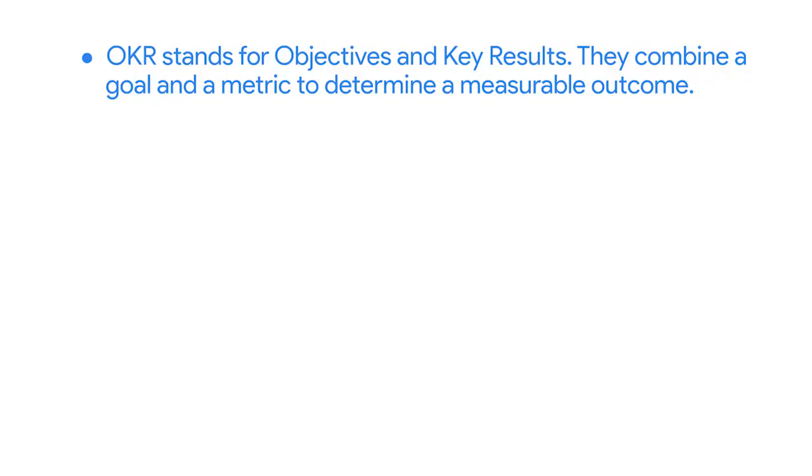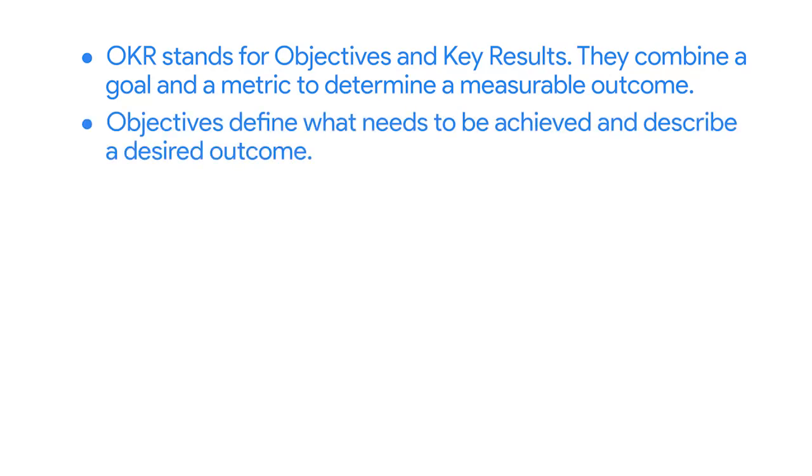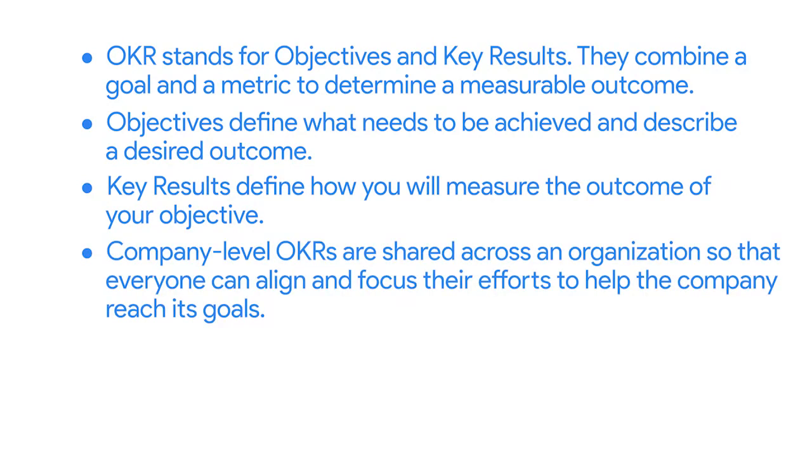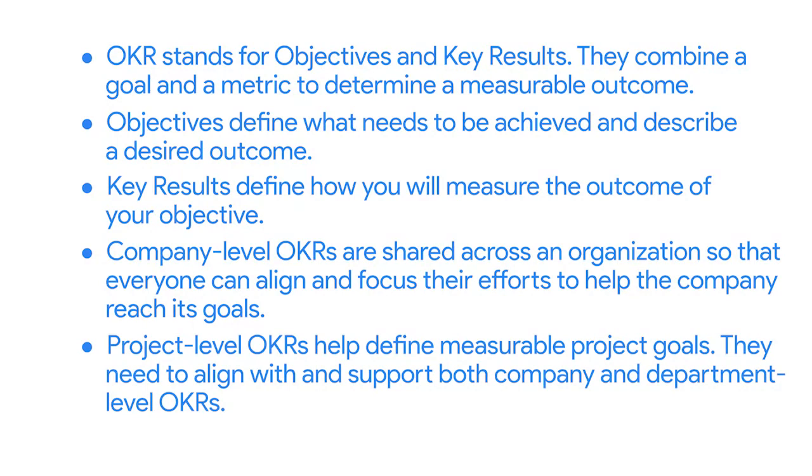Let's recap. OKR stands for Objectives and Key Results. They combine a goal and a metric to determine a measurable outcome. Objectives define what needs to be achieved and describe a desired outcome. Key results define how you will measure the outcome of your objective. Company-level OKRs are shared across an organization so that everyone can align and focus their efforts to help the company reach its goals. Project-level OKRs help define measurable project goals. They need to align with and support both company and department-level OKRs.